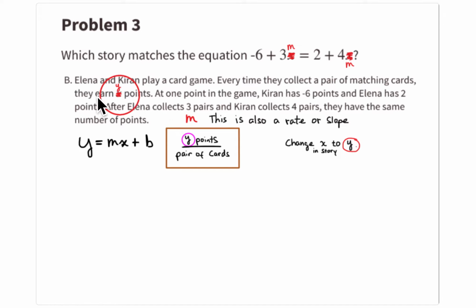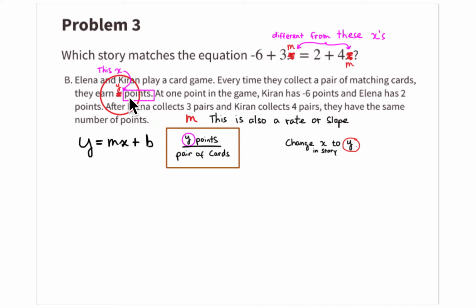So I'm going to change, this is actually y points. So you collect a pair of matching cards, they earn y points. So it's y points per pair is the slope. So change this x to y. So it's y points per pair of cards. Now this is getting really tough to follow. I understand that. And it'd be nice to have a conversation with a few people to come to some conclusion about how to present this problem.